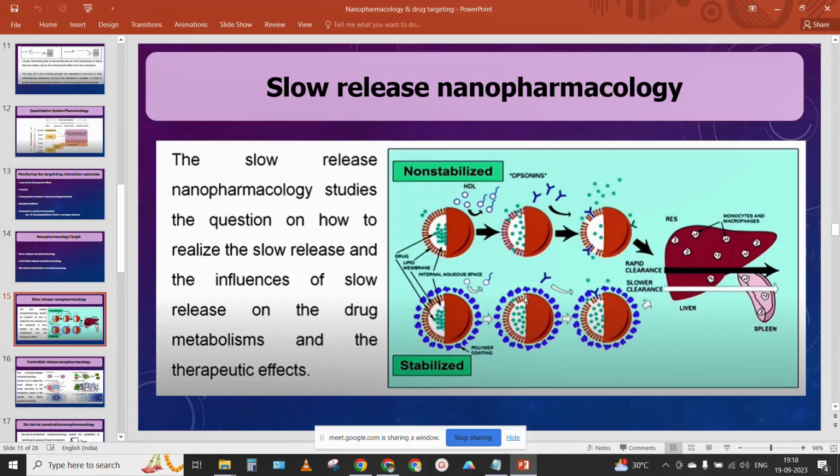As you can see in this diagram, there are two things, non-stabilized and stabilized. Non-stabilized is the rapid release of all the encapsulated drug inside the nanocarrier, and stabilized is a slow release of the drug. Consider these green dots as a nanoparticle. As you can see, in the non-stabilized case it is releasing rapidly on reaching the liver, and the stabilized one is a slow release of the nanoparticle on reaching the liver. So this is slow release nanopharmacology.